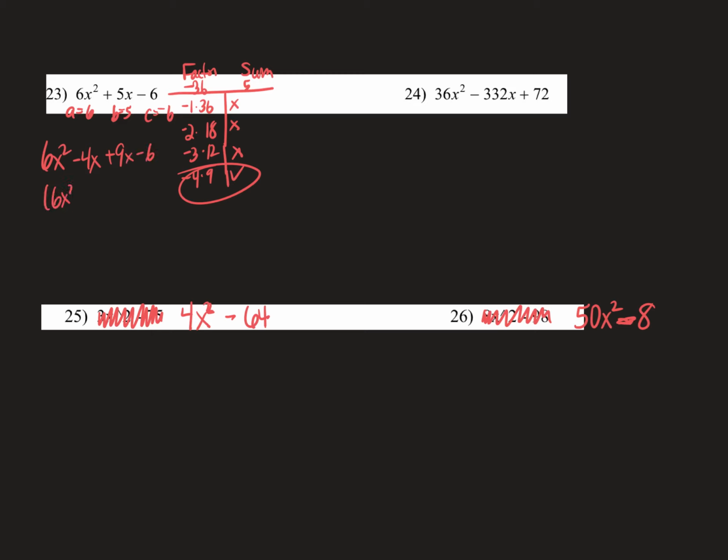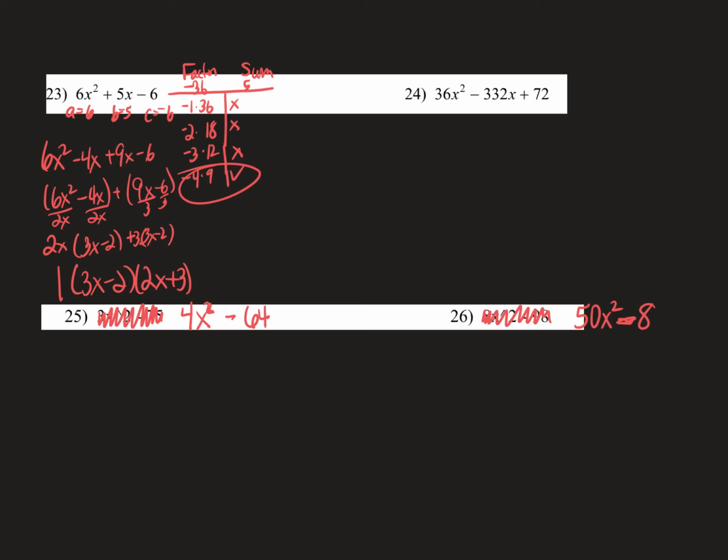You're welcome to go ahead and group those. Just put a plus sign in the middle. The first group has 2x in common. That'd be 3x minus 2. The next group has positive 3 in common. That'd be 3x minus 2. And it worked, so it's 3x minus 2 times 2x plus 3. That's the answer to number 23. Number 24.